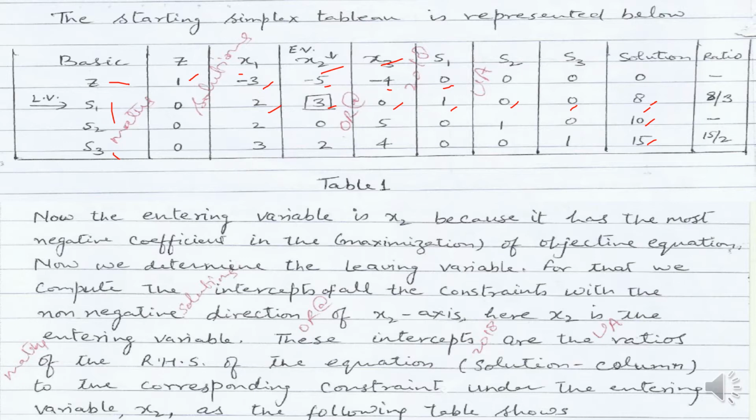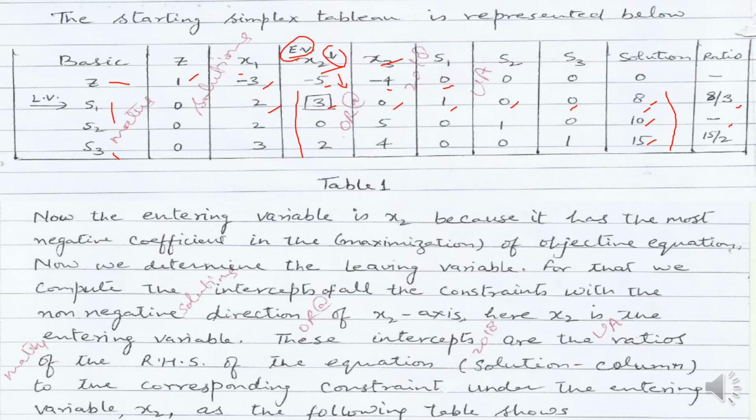Now because this is a maximization problem, in the Z row we will check which one is the most negative element. So minus 5 is the most negative element, and this we have marked here, and X2 becomes the entering variable, and this column becomes the pivot column. And now we have to find out which one will be the leaving variable. For finding the leaving variable, we divide elements of the solution column by corresponding elements of the pivot column.